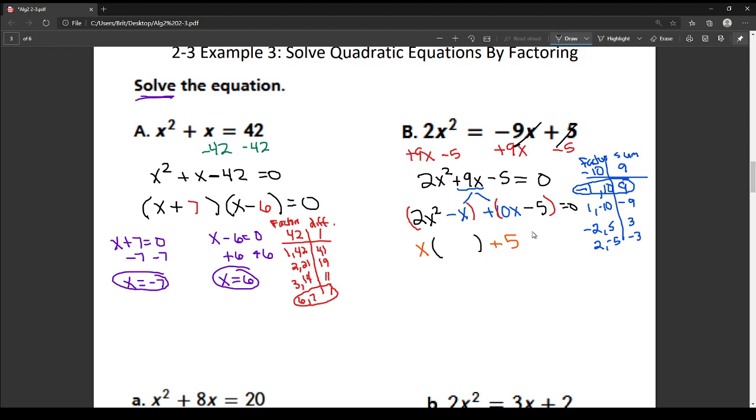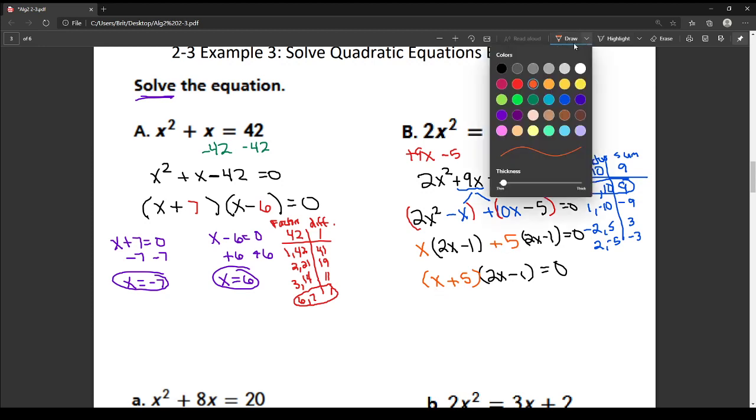Alright, now I'm going to actually divide out that GCF. So 2x squared divided by x is 2x, and negative x divided by x is negative 1. 10x divided by 5 is 2x, and negative 5 divided by 5 is negative 1. So on this next step, that's where we write our sets of parentheses being multiplied together. One set is the matching pair, and the other set is your GCFs that you pulled out. So now we have factored it.